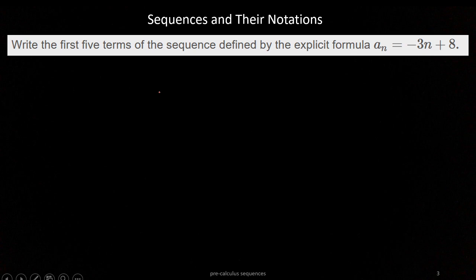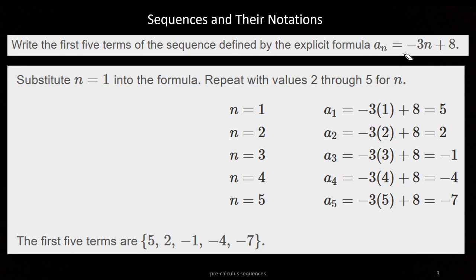So write the first 5 terms of this sequence. Well, that's easy, right? You just put n equals 1, that's 5. n equals 2, that's 2. n equals 3, negative 1, and so forth. And then you list them in order, right? Because that goes first. The position matters. So this is when n equals 1. This is when n equals 2, n equals 3, n equals 4, right? And this one, n equals 5.